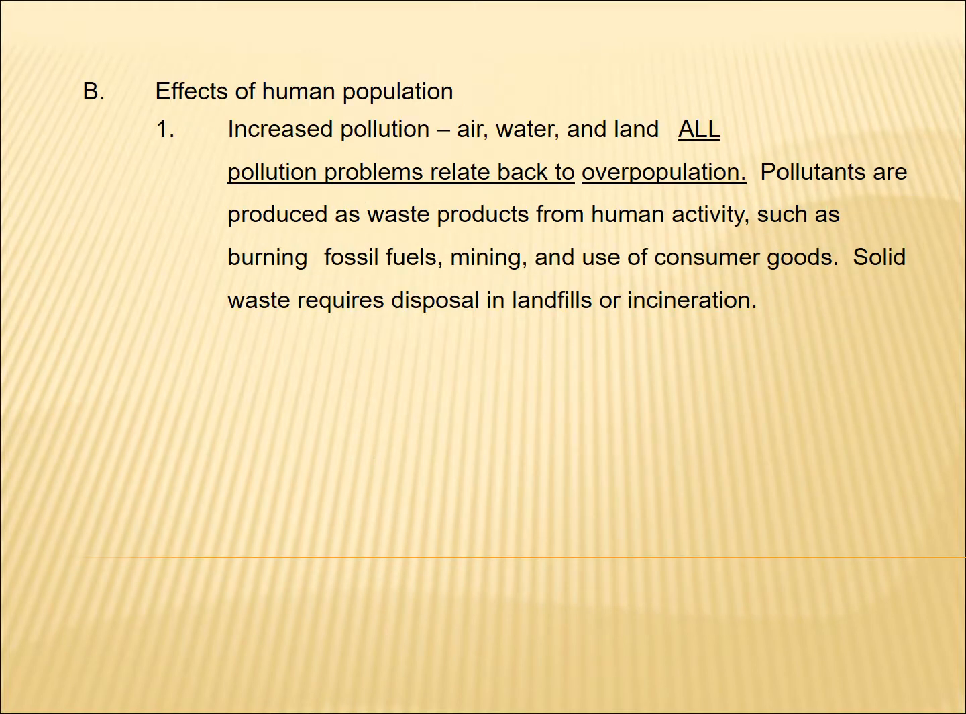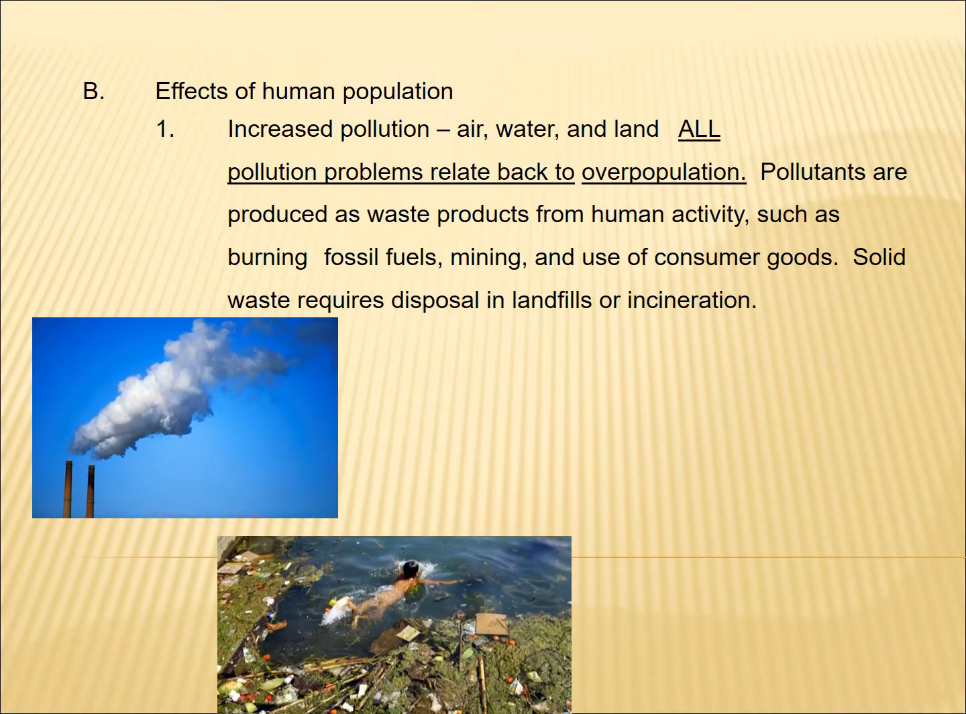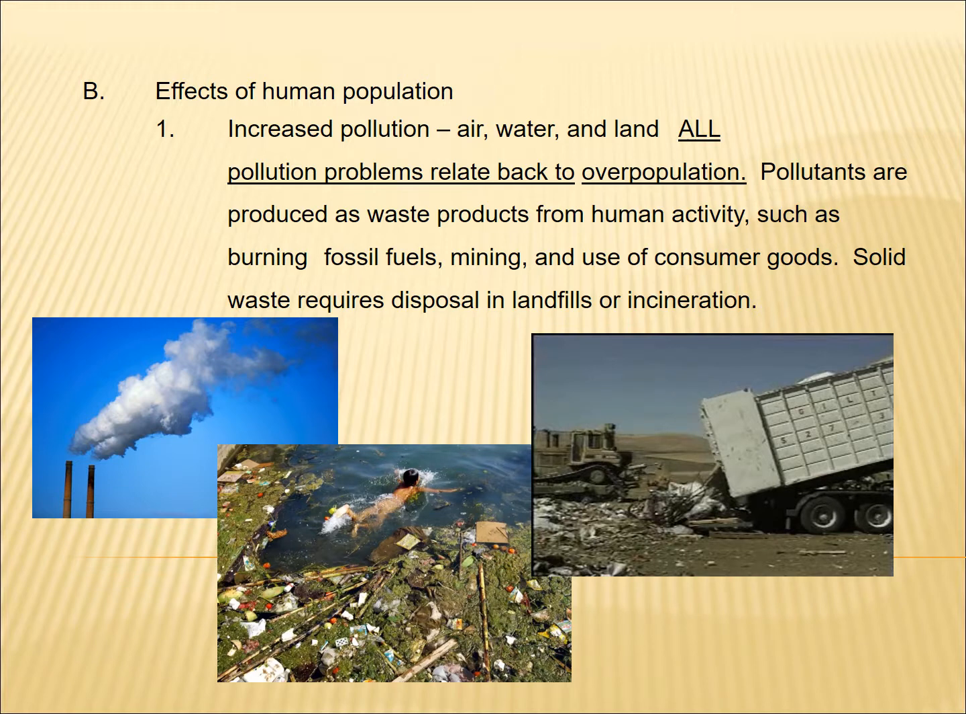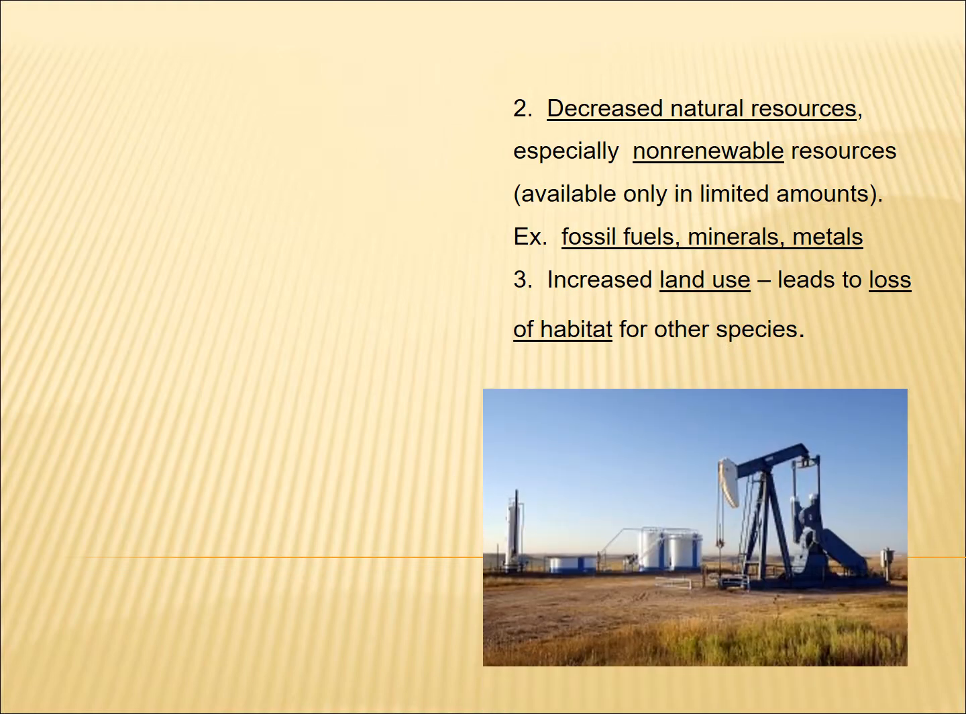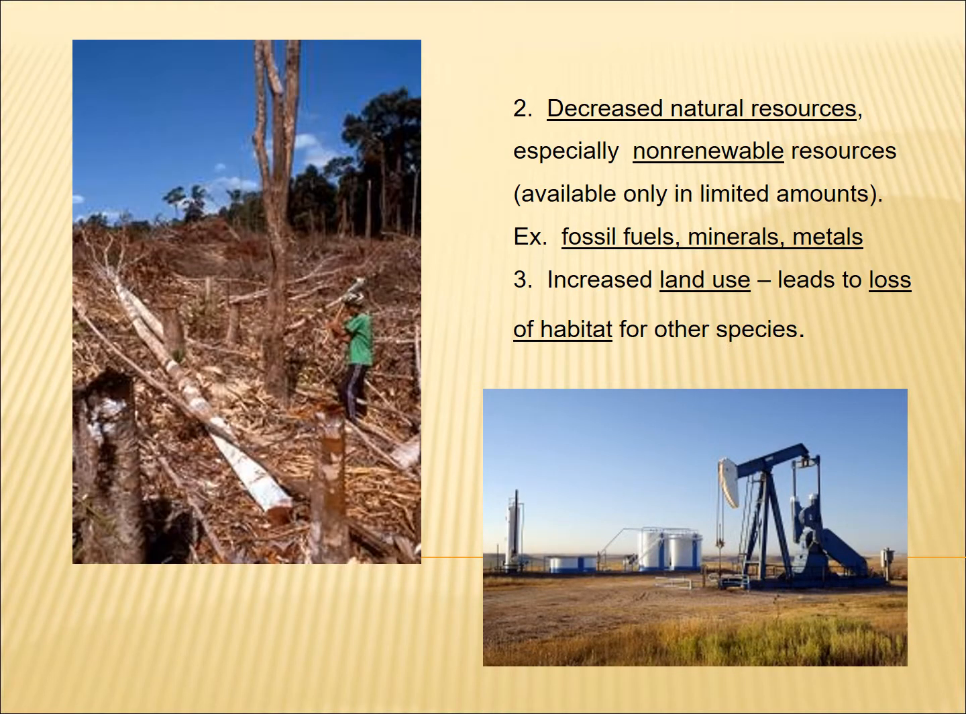What are the effects of human population growth? One is increased pollution, in all areas: air, water, and land. Pollutants are waste products from human activities, such as all those listed there. Also, solid waste requires disposal in landfills or incineration. There's a lot that has to go on, and it creates a nasty remnants. Next, we have decreased natural resources, especially those that are non-renewable, such as fossil fuels, minerals, and metals.